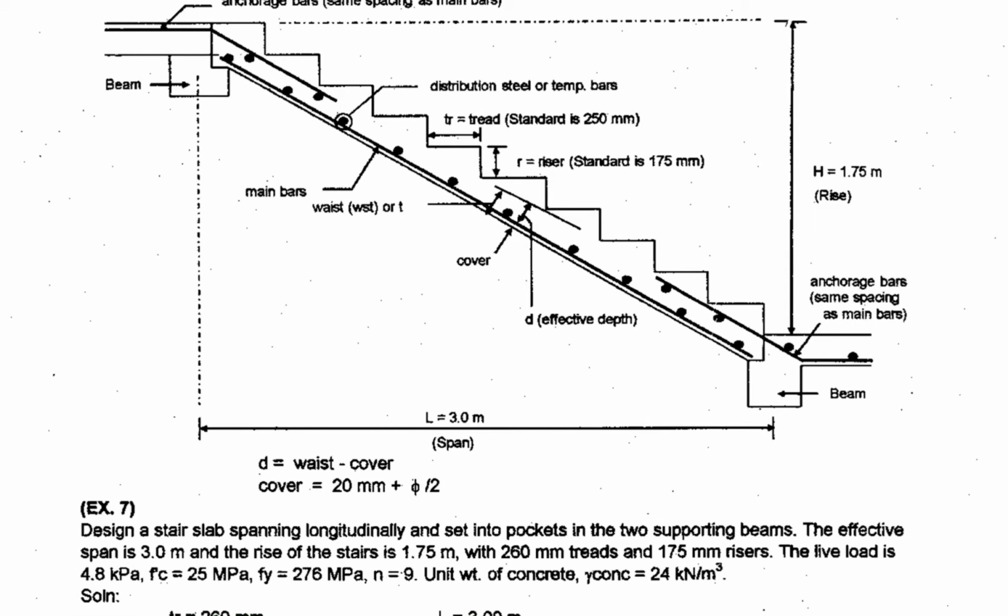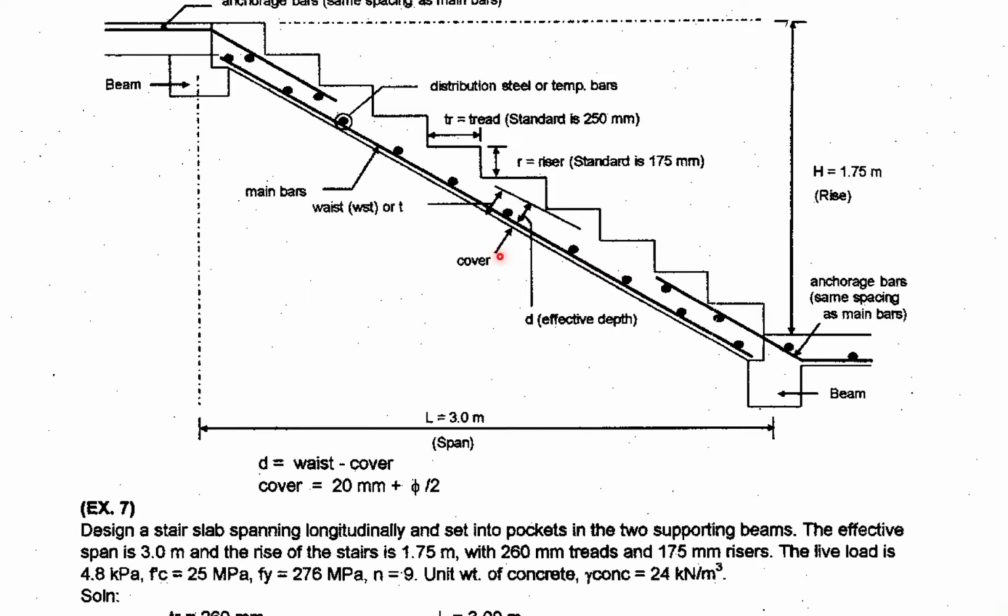Okay. And then to solve for the depth or effective depth of your stairs, that is the waist. The waist is this one. You have here the corner of stairs to the bottom of the stairs. So that is the waist. Okay. Or that is equivalent to the thickness of the stair slab.